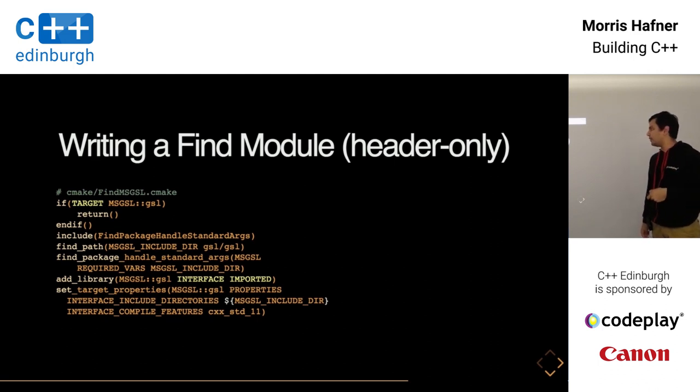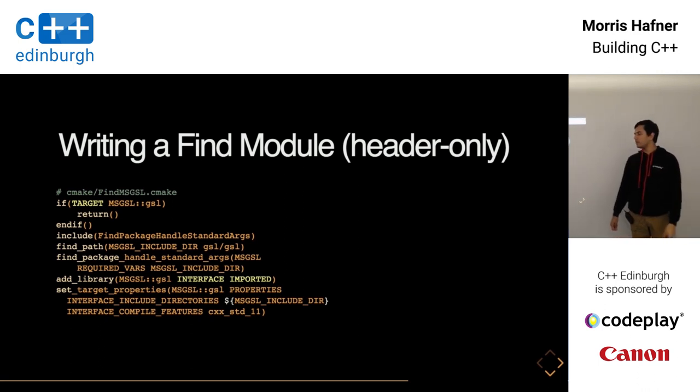If it has been found, we can add an interface imported library here called MSGSL::GSL. So I'm using namespaces. And then I set the target property INTERFACE_INCLUDE_DIRECTORIES to MSGSL_INCLUDE_DIR. And since it's a C++11 library, I also say everyone that uses this library must enable C++11 support or higher. Everything clear so far, Gordon?